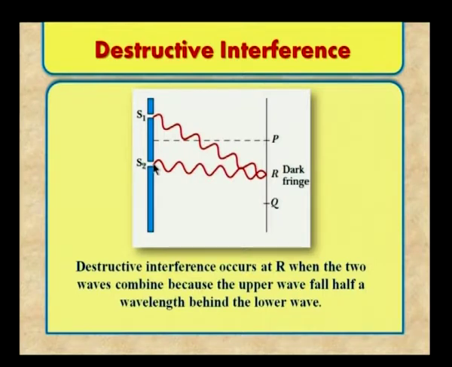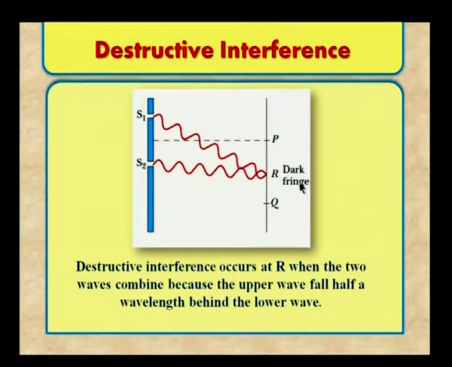The difference between S2P and S1P, the extra distance travelled by one of the light beams compared to the other light beam, is called the path difference. What is path difference again? The extra or additional distance travelled by one of the light beams compared to the other light beam will give you what is called the path difference. And in this path difference, there will be one full wave, that is one full wave is lambda.